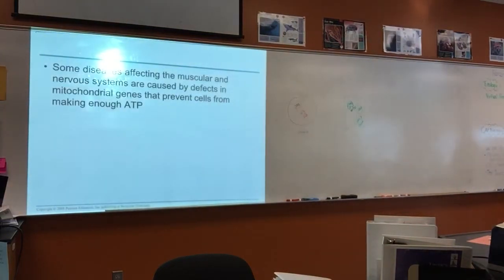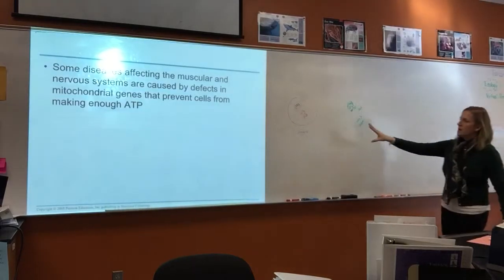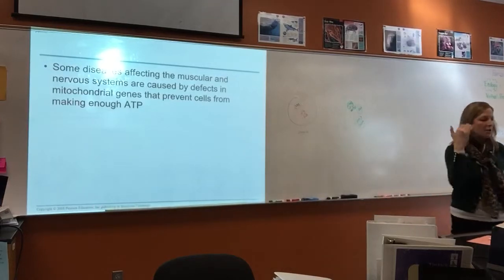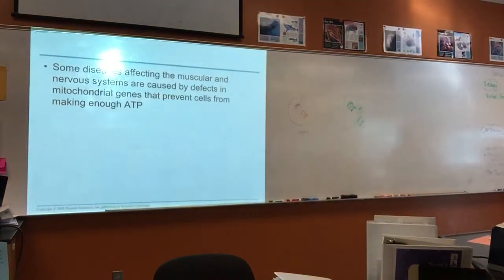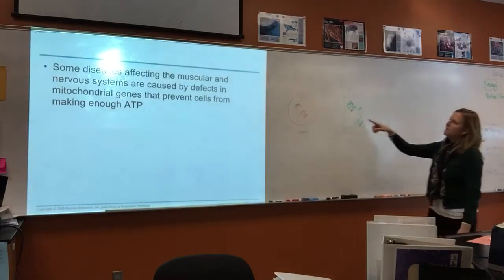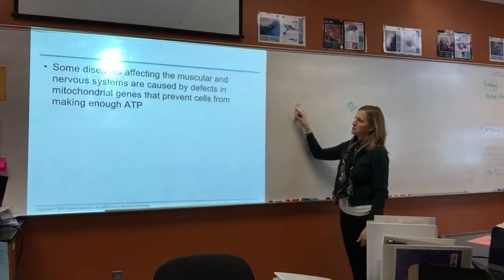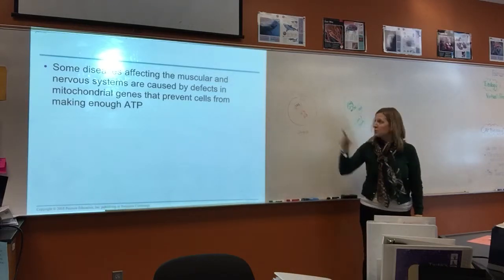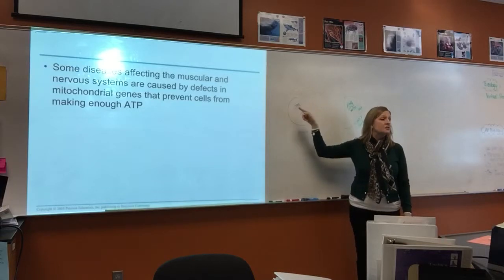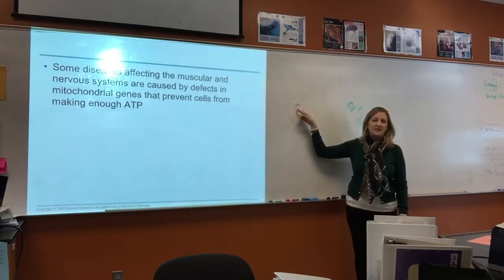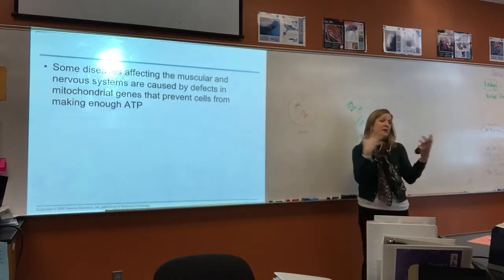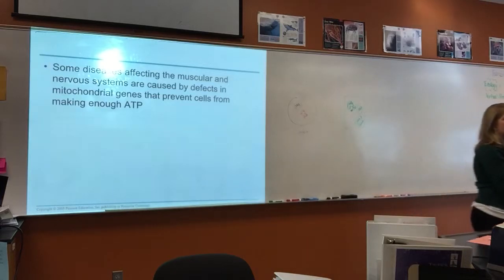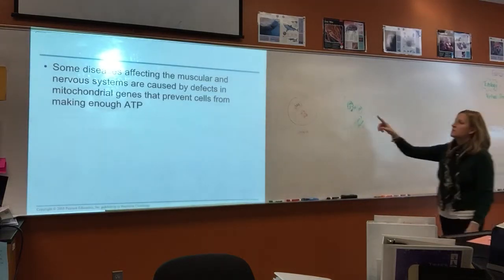And so the last thing is going back to us with our mitochondria here. We have diseases that affect our muscular and nervous systems that are caused by defects or mutations in our mitochondrial DNA. The mitochondrial DNA codes for making proteins that have to do with cellular respiration. So therefore, if people have mutations in that DNA, they're not making the proper proteins and therefore may be deficient in some way in making ATP. There's a whole host of genetic diseases based upon mutations in mitochondrial DNA.